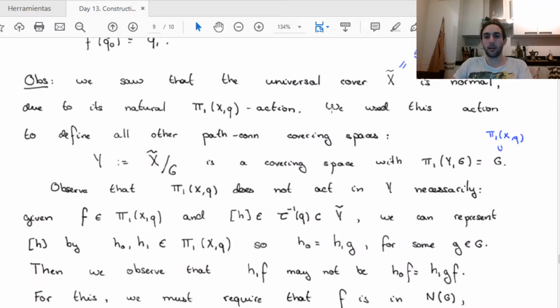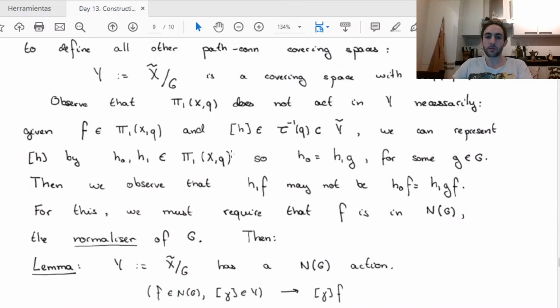Now, you may think, okay, we have an action of pi 1 on X tilde. Maybe we can try to use this action to define an action also on the covering space Y, which is X tilde over G. And let's see why this is problematic. Let's suppose, what do we want to do? I want to check whether I can extend the action of pi 1 to Y. Oh, sorry, I don't know why there is a Y tilde here. There should be just Y. Maybe let me erase that from my notes for later uploading them. Give me one second.